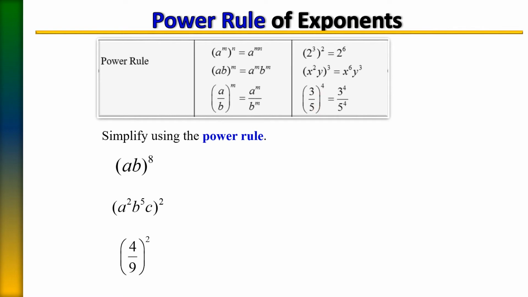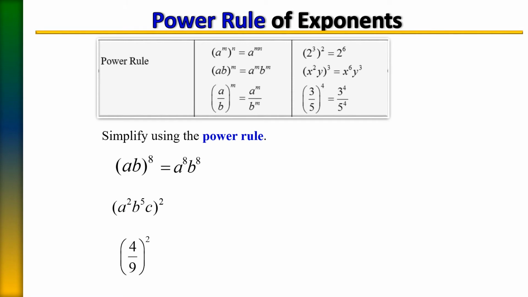So let's do some examples. In this first example, we have 2 members inside the parentheses. Remember, we must raise both members to that outside power. So this is going to become a to the 8th power and then b to the 8th power.